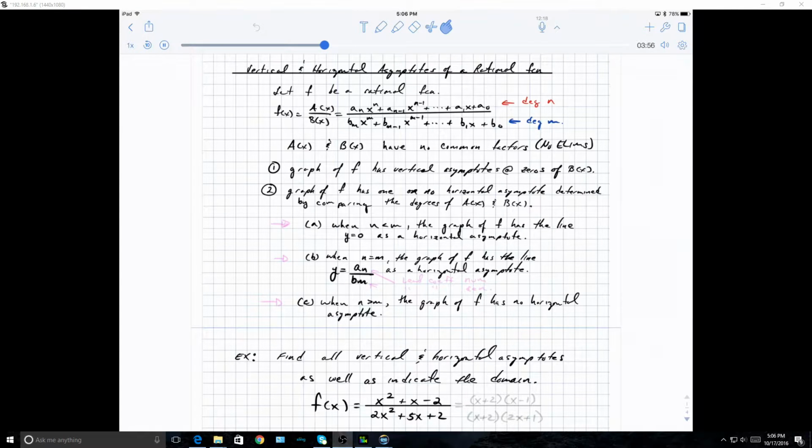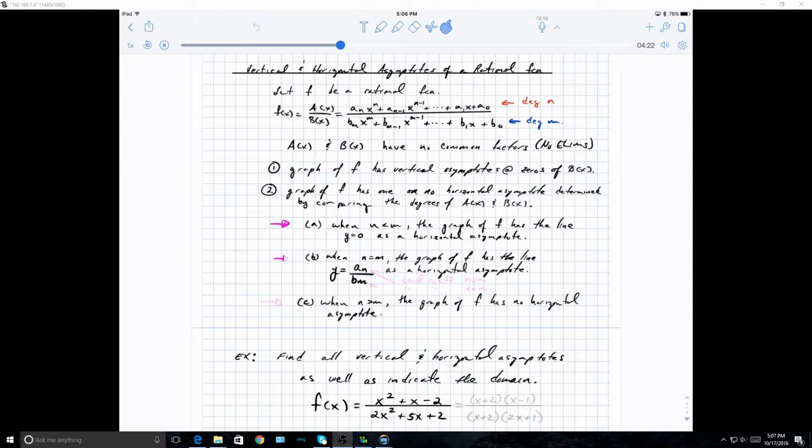So if we look at number 2a, when the degree of the numerator, n, is less than the degree of the denominator, m, the graph of f has the line y equals 0 as the horizontal asymptote. So when the degree in the numerator, or the top, is smaller than the degree in the bottom, then we have a horizontal asymptote at y equals 0.